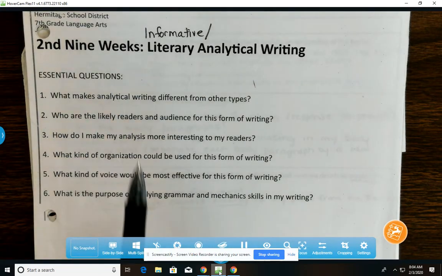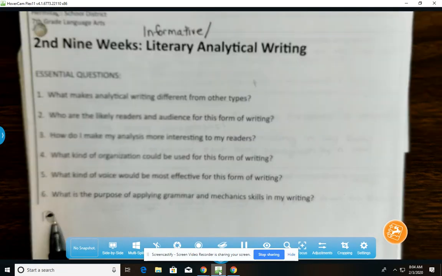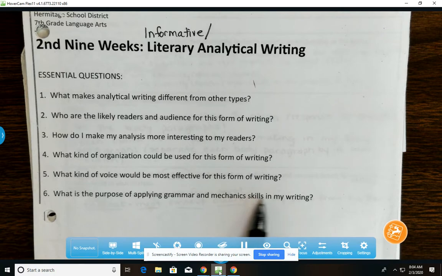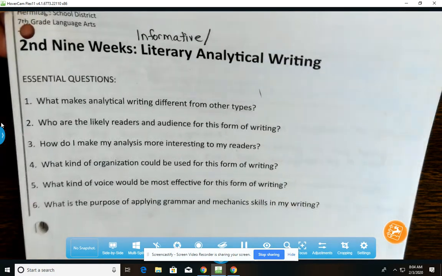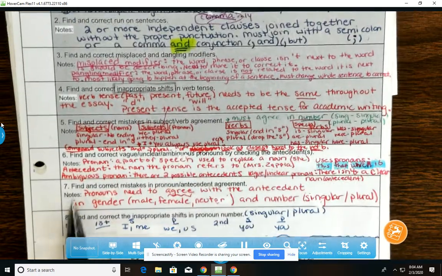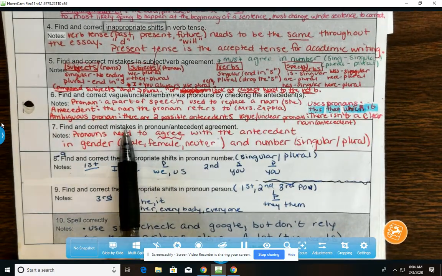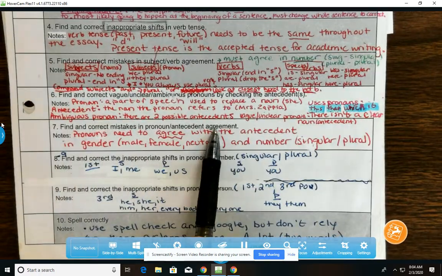Hello, today we're looking at essential question number 6. What's the purpose of applying grammar mechanics skills in my writing? As we look at essential question number 6, we are in the conventions section. We are looking at conventions number 7, to find and correct mistakes in pronoun-antecedent agreement.